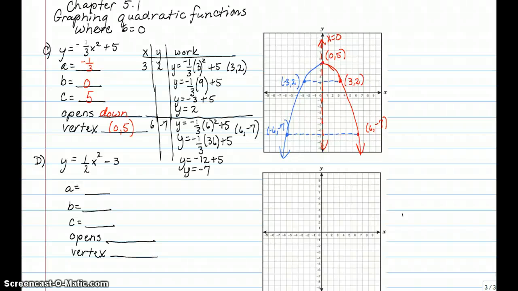Okay, as promised, I said I would finish the graphing, the chapter 5.1 graphing quadratic functions where b is 0. I wanted to do letter D with you. There is no E. I don't know why I said E. I wanted to do letter D because it also is a fraction.